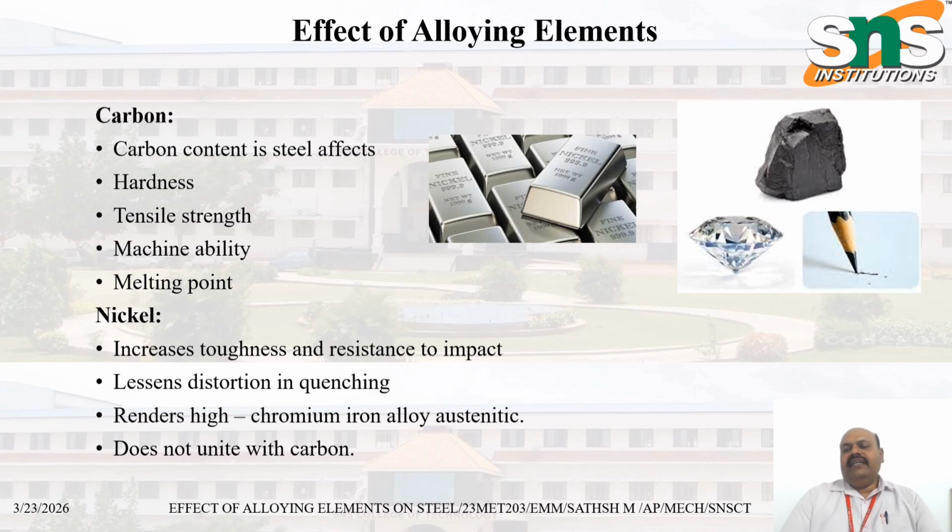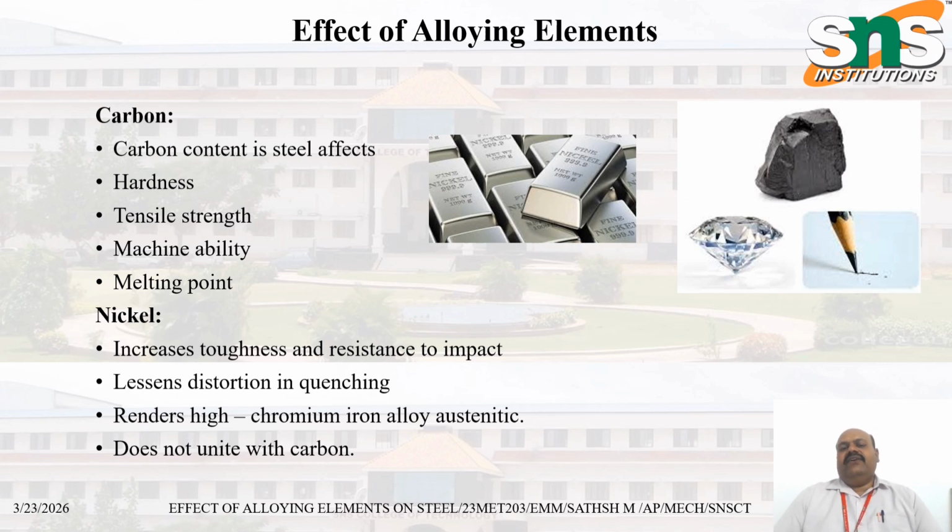So carbon content in the steel, as we have seen in the iron carbon diagram, 0 to 2% addition of carbon into the iron forms steel, and more than 2% of carbon addition forms cast iron. As we see in the classification of materials, we could clearly understand.